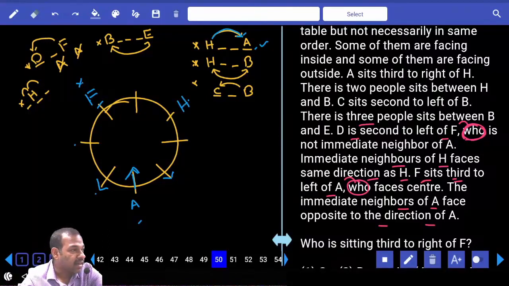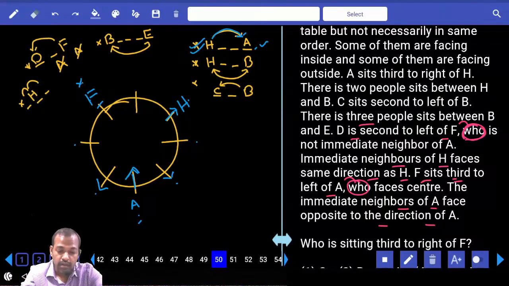A sits third to the right of H means, now tell me, H has to face inside or outside? H has to face outside. First right, second right, third right. That means this point is completed, or not?